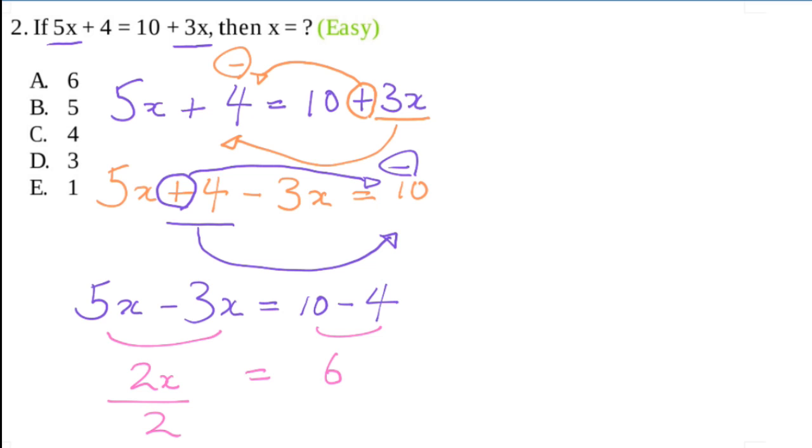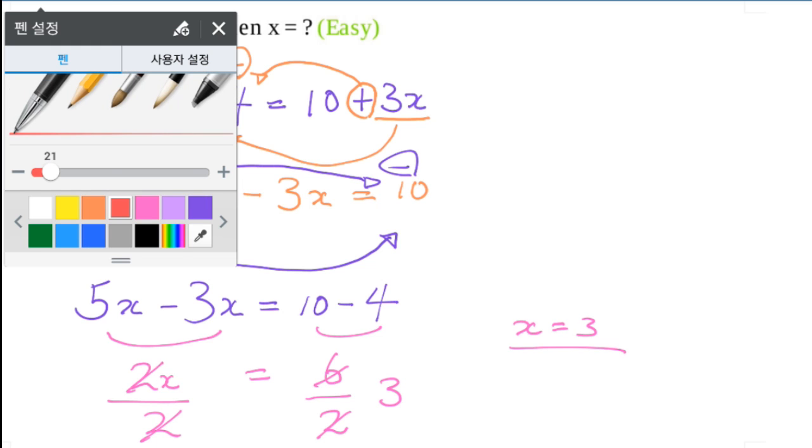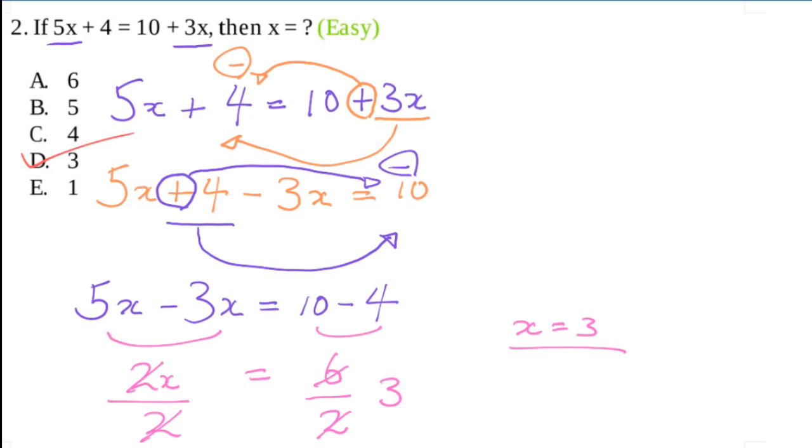Let's divide both sides by 2 to isolate the variable x. These cancel out. This is going to equal 3. So x is 3. That is our final answer. And the answer choice is D.